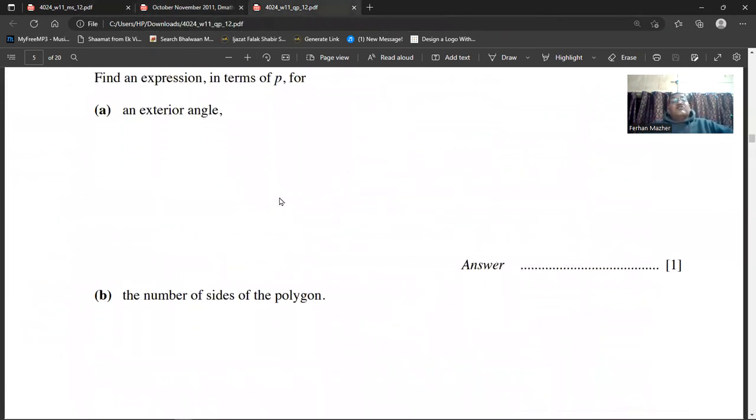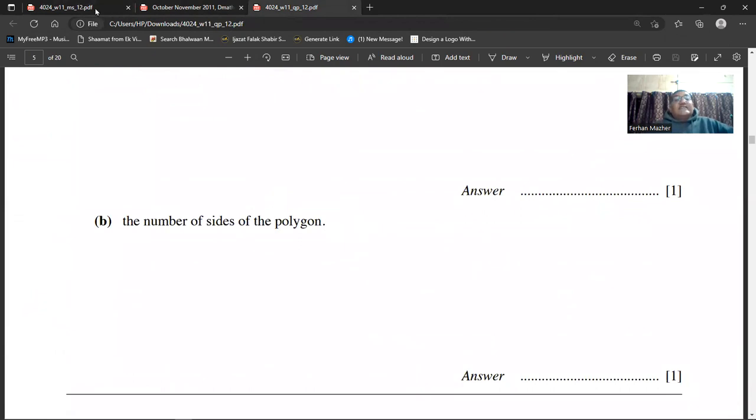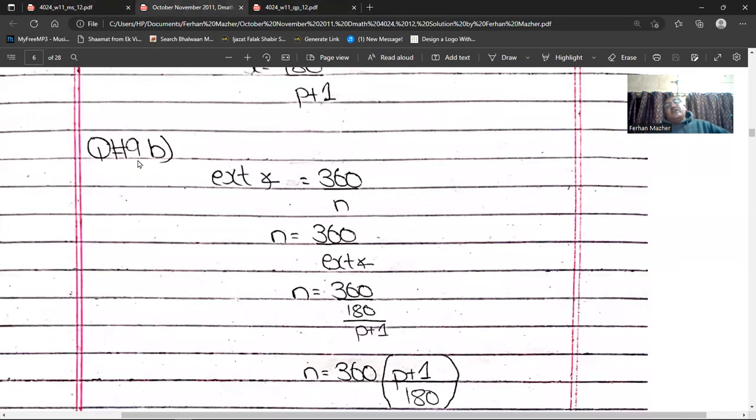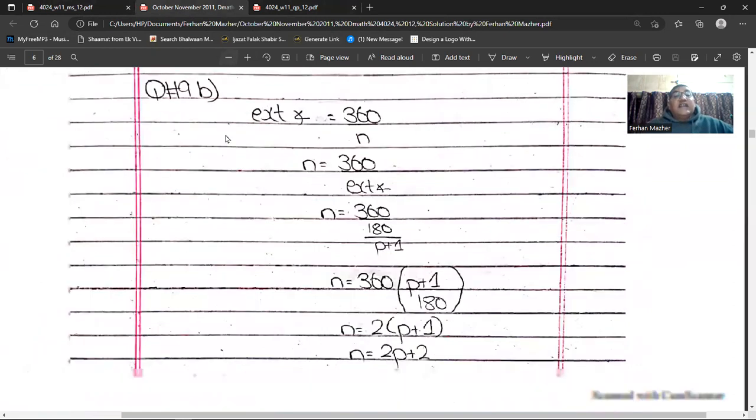Then the question is the number of sides of the polygon. You know, that's a universal truth, that for a regular polygon the external angle is 360 divided by n. So n will be equal to 360 divided by the external angle. And in my previous part, I found that the external angle is 180 divided by P plus 1. So n will be equal to 360 divided by 180 divided by P plus 1.